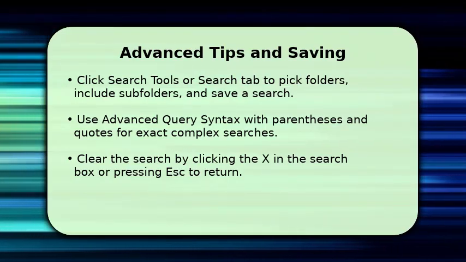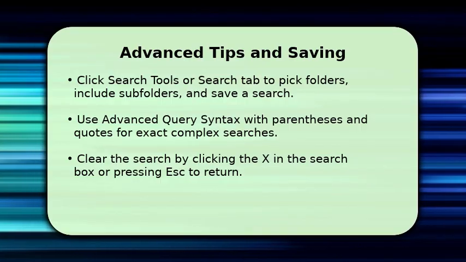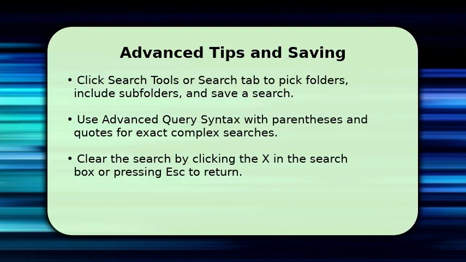Select current folder, subfolders, or all mailboxes to change where Outlook looks. Use the drop-down to include or exclude items like calendar or tasks for broader searches. Save frequent searches as a search folder for one-click reuse and faster access later.